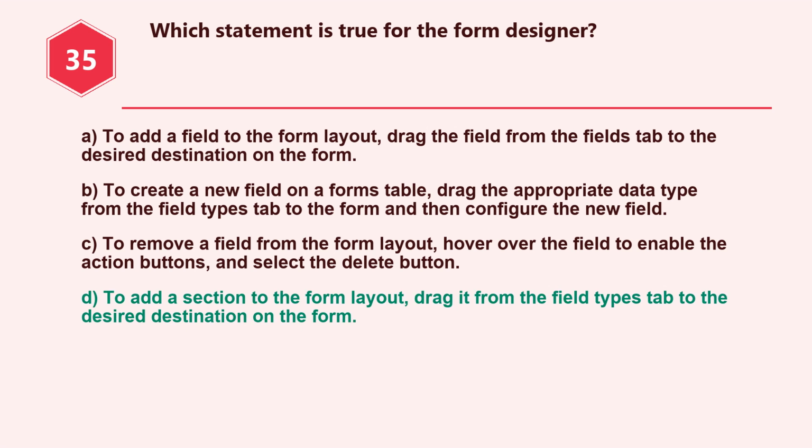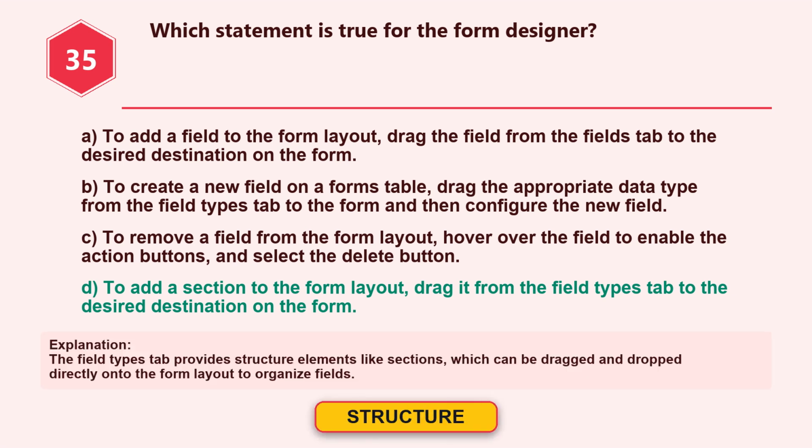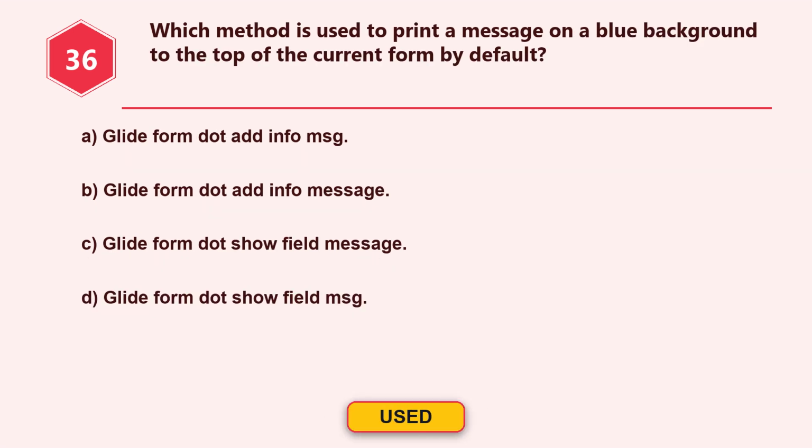The correct answer is option D. To add a section to the form layout, drag it from the Field Types tab to the desired destination on the form. The Field Types tab provides structure elements like sections, which can be dragged and dropped directly onto the form layout to organize fields. Question 36. Which method is used to print a message on a blue background to the top of the current form by default?